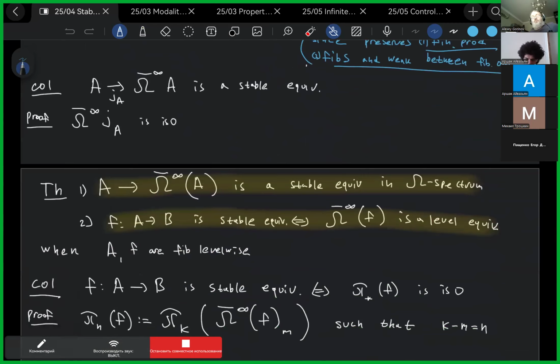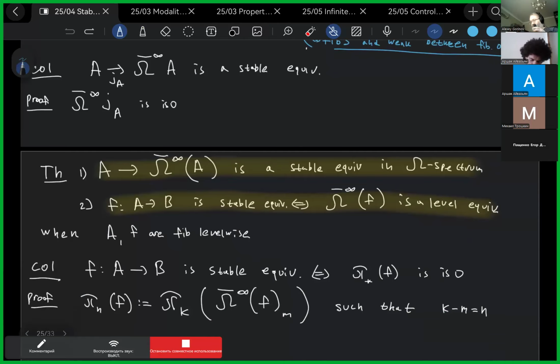we already proved in one theorem that the map from any sequential spectrum to this infinity power of the shifted omega spectrum from A is a stable equivalence, and this is an omega spectrum. So in other words, it's a fibrant replacement in the stable model category, our stable model structure. And also a map between spectra is a stable equivalence if and only if it is a levelwise equivalence on the fibrant replacement, our canonical fibrant replacement.